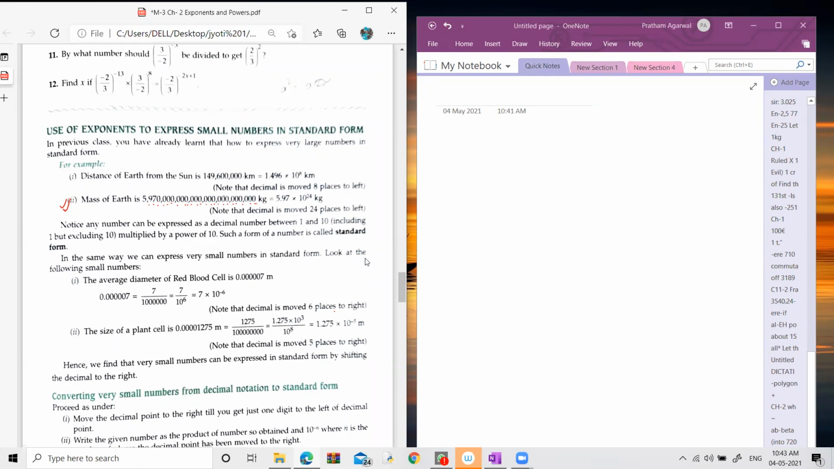We have to put the decimal until we get a single digit on the left-hand side. So we have to put the decimal just after the 5. Till 5, how many steps do you have to move the decimal? You have to count these decimal places and then put that number as the power of 10. Now is it clear?